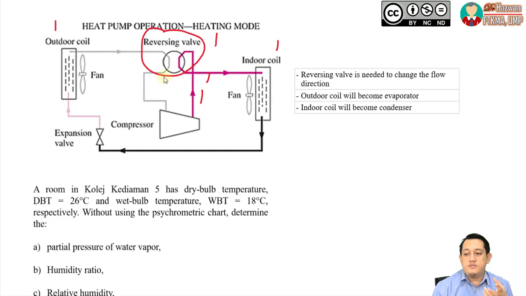And then the explanation. What I need you to explain. The first one is reversing valve is needed to change the flow direction. Yes. This is 1 mark. And then outdoor coil will become evaporator. Indoor coil will become condenser. That's the key point. So each of these contains 1 mark. So the total is 3 marks. 3 plus 4 marks for the diagram, so 7 marks. If you mention something similar to this explanation, I also give you marks for that.